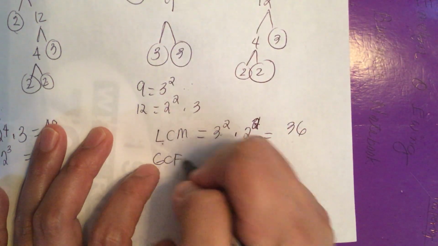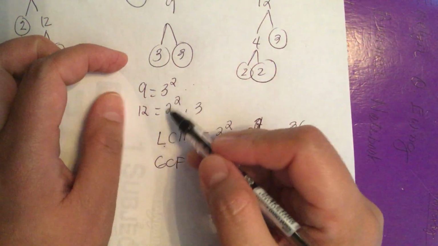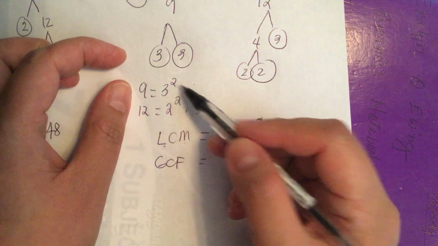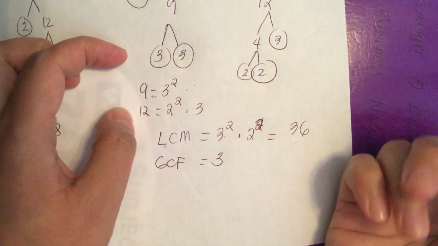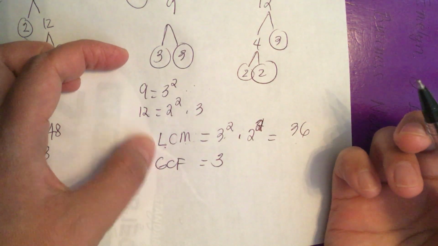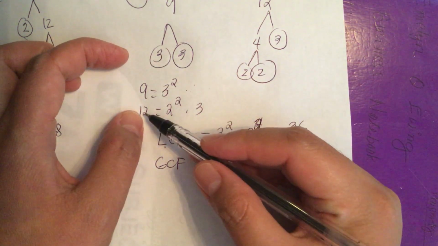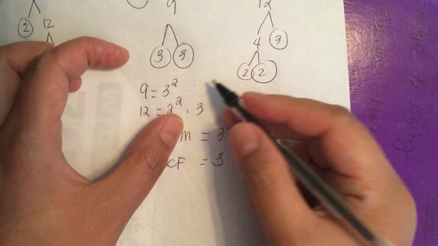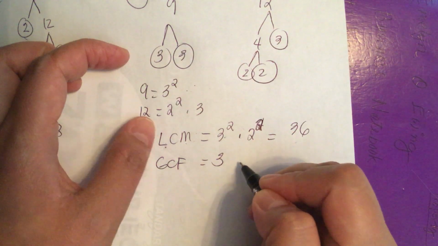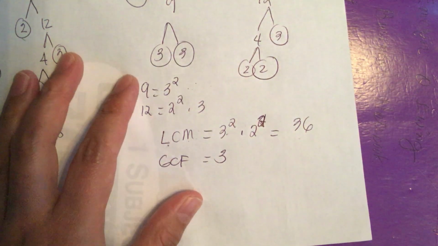So now the GCF is the lowest occurrence. 3 occurred 2 times in 9, and in 12 3 occurs 1 time, so we take the 1 time. And then the 2 occurred 2 times in 12, and there are no 2's in 9, so we take none. So this is the GCF: just 3.